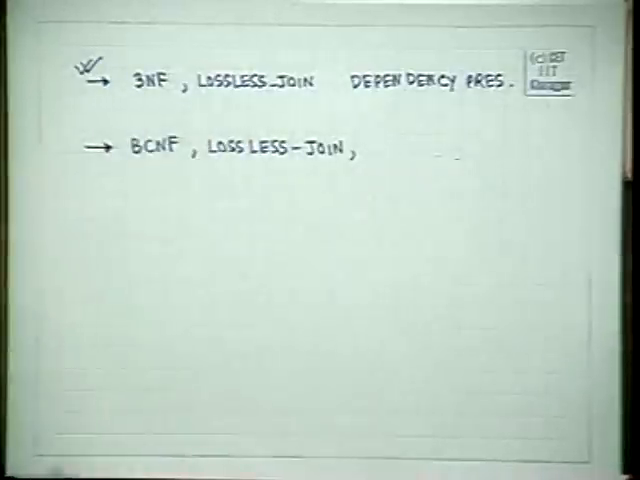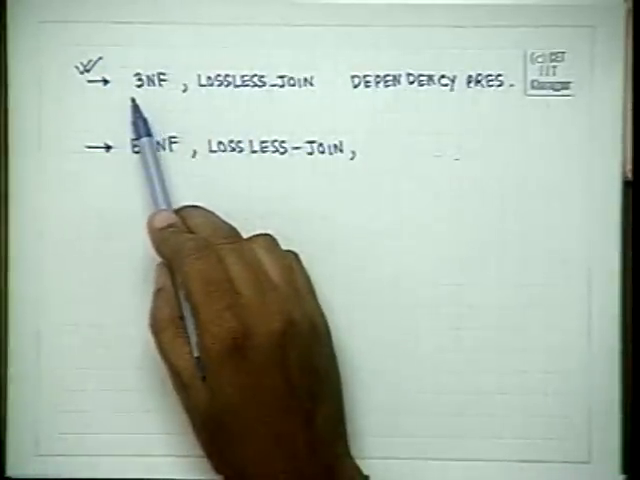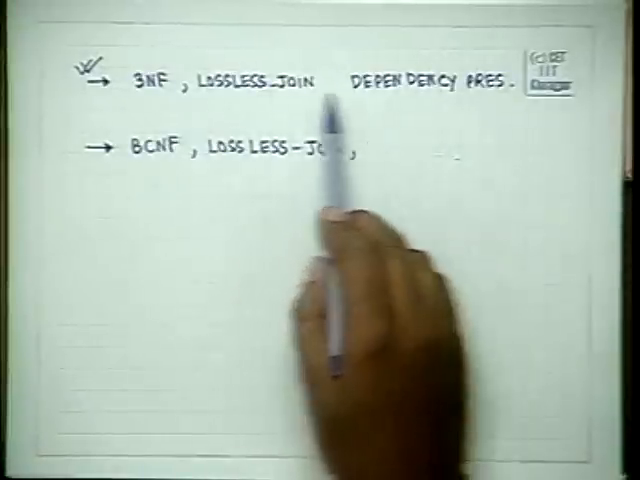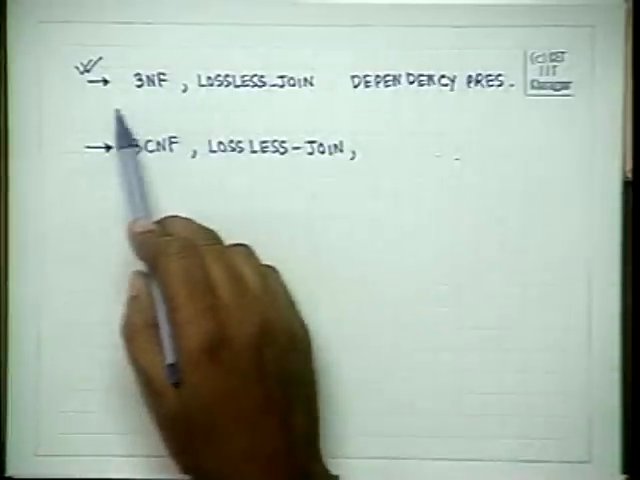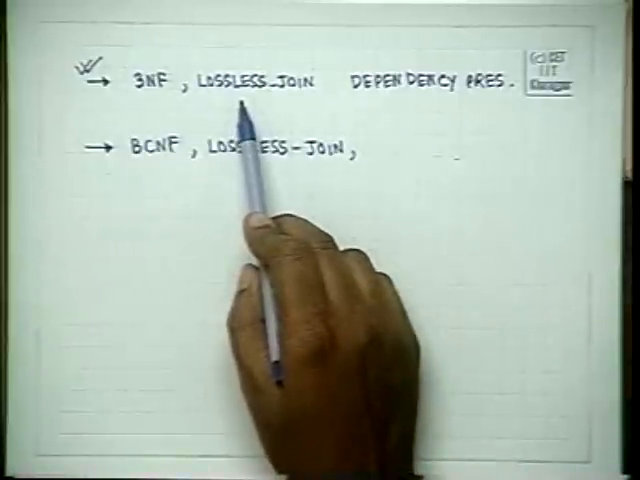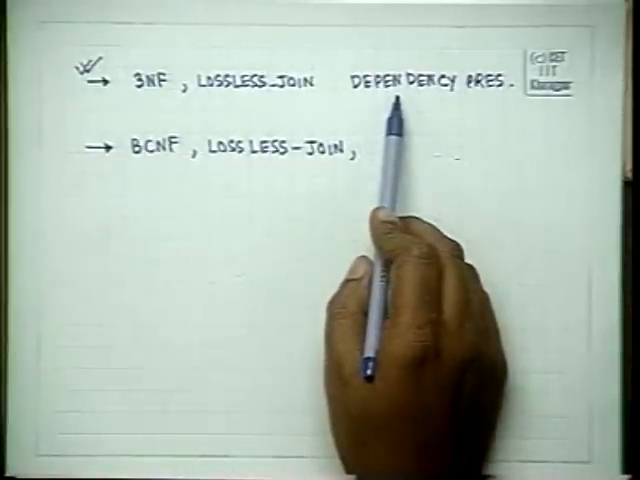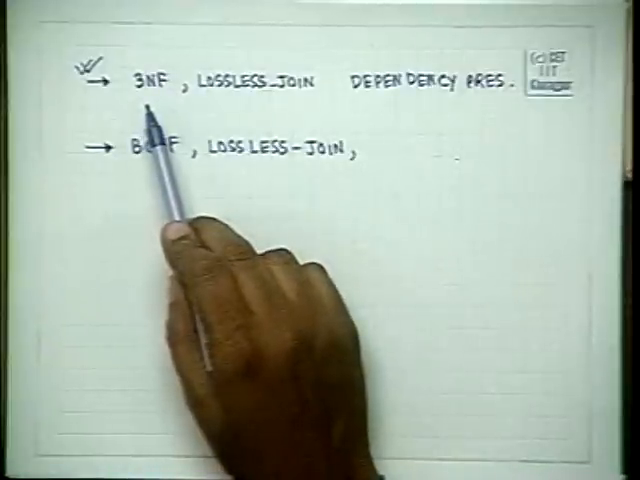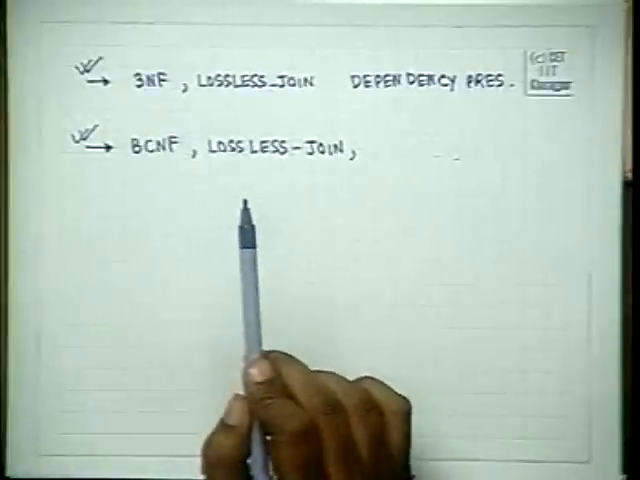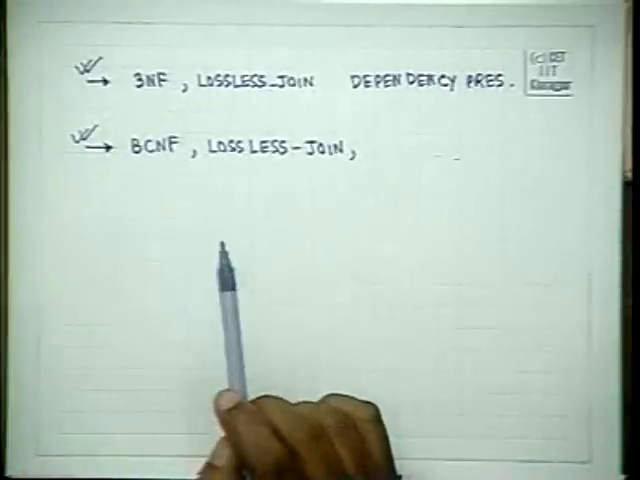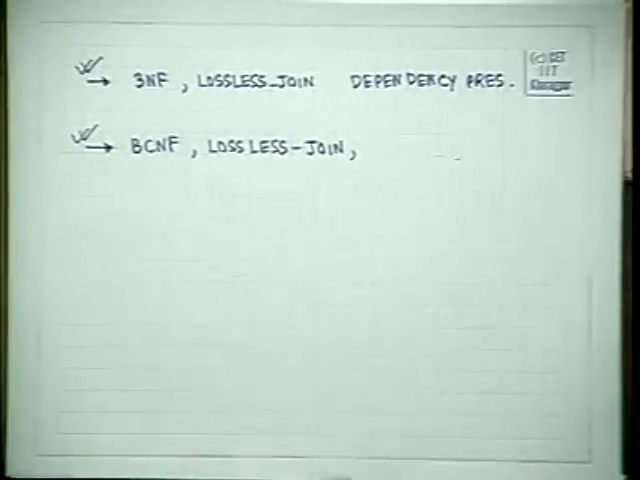So next we will see two algorithms, one which given any relation will break it up into 3NF, will be able to decompose automatically into a lossless join dependency preserving 3NF decomposition, and we will see another algorithm which will be able to have a BCNF lossless join decomposition. We will see them in the next class.